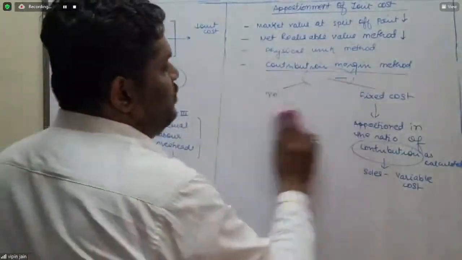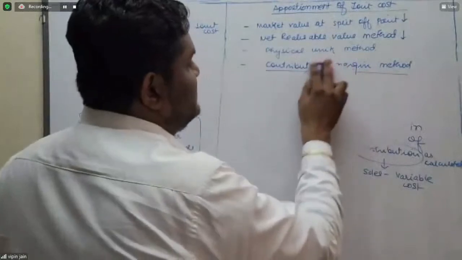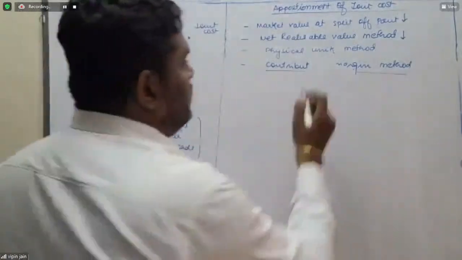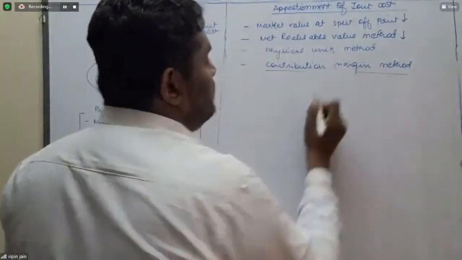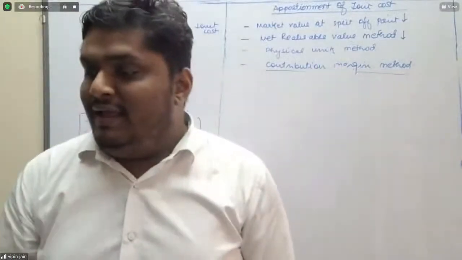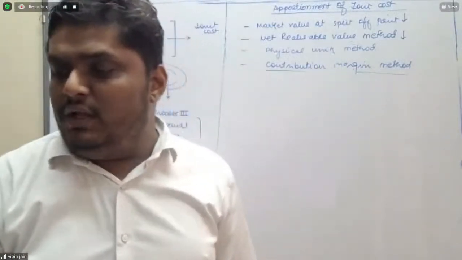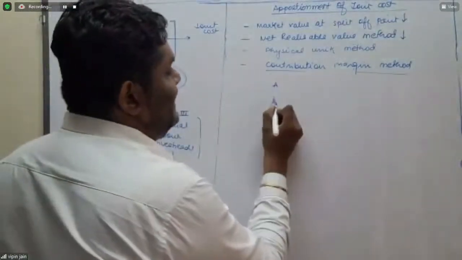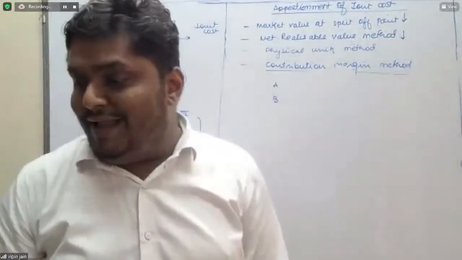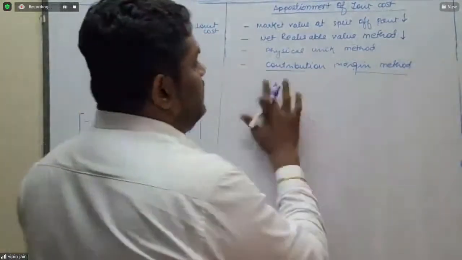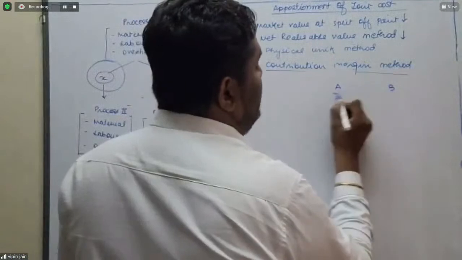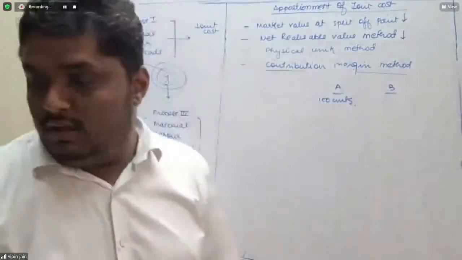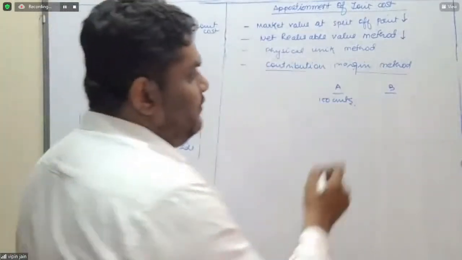Now let me discuss this contribution margin method with the help of an example. Let's say there are two products, A and B. 100 units of A were produced, and let's say 120 units of B were produced.